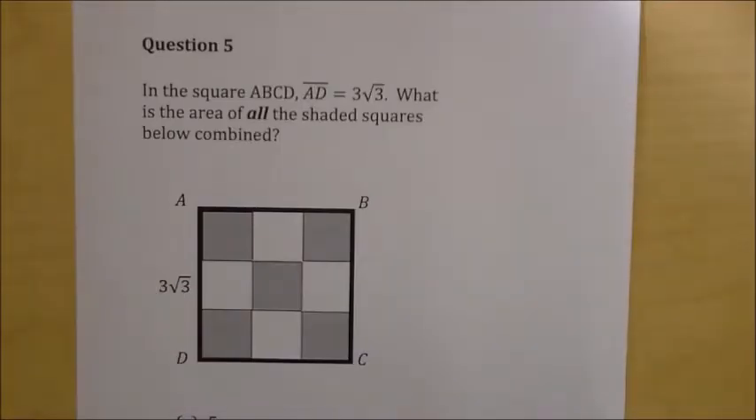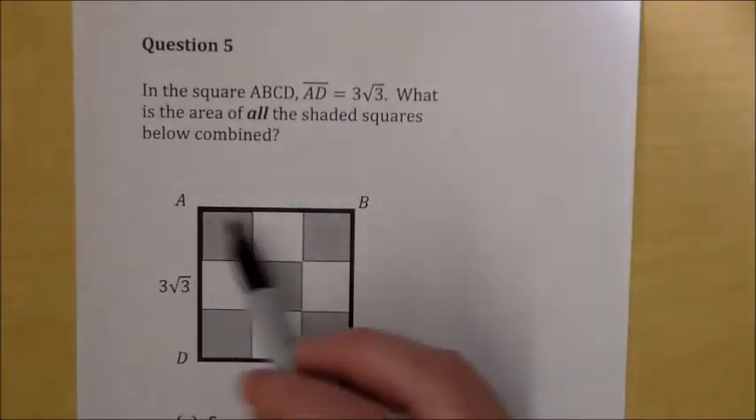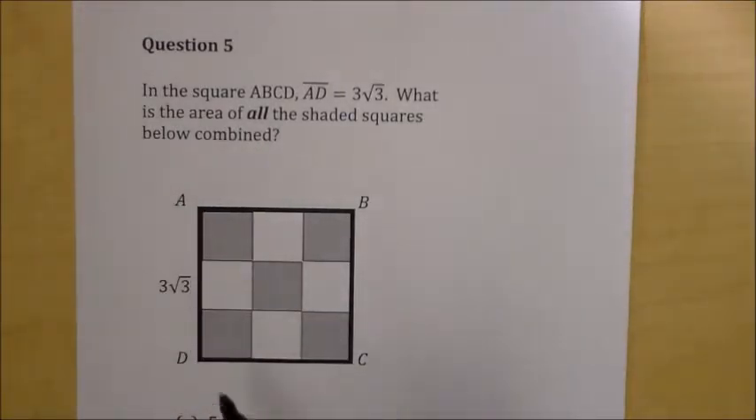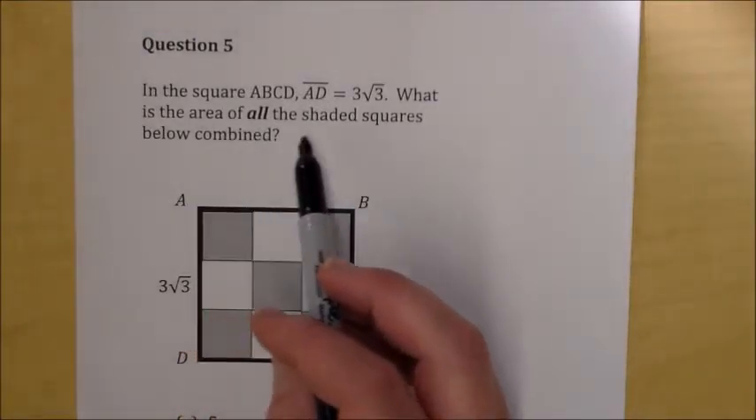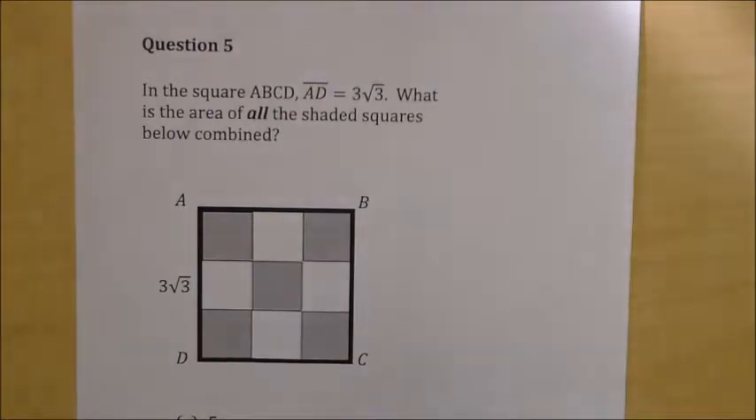We're good. Question 5. In the square ABCD, we're getting used to ABCD, AD is equal to 3 times the square root of 3. Okay, that's a little different. What is the area of all the shaded squares below combined?